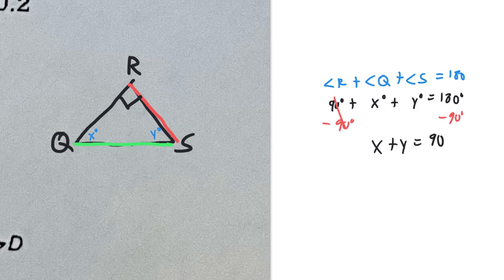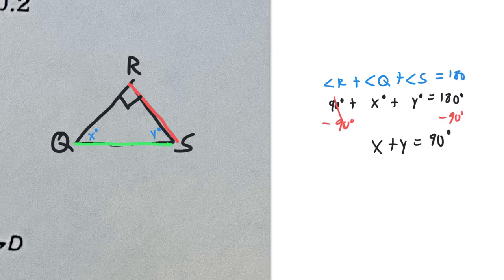Now, what does that mean? That means that we don't know what X is, but we know that it has to be less than 90 because X plus something else gives you 90. We might not know what Y is, but we know that Y has to be less than 90 because Y plus something else would give us 90. So in short, this angle is certainly less than 90, and this angle is certainly less than 90. So this angle is certainly less than that angle. This angle is certainly less than that angle.